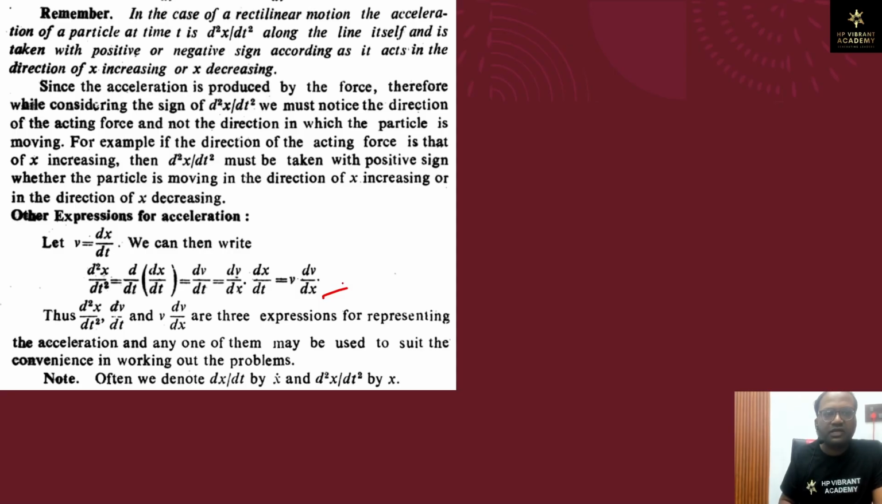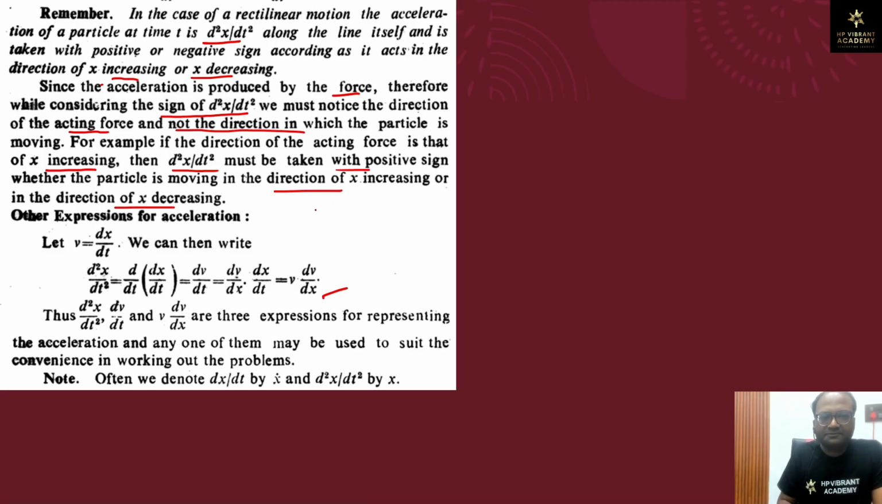In the remarks portion, we have: in case of a rectilinear motion, the acceleration of a particle is taken as d2x upon dt square along the line itself, and is taken as positive or negative sign accordingly as it acts in the direction of x increasing or x decreasing. Since the acceleration is produced by the force, while considering the sign of d2x upon dt square, we must notice the direction of acting force and not the direction in which the particle is moving. For example, if the direction of acting force is that of x increasing, then d2x upon dt square must be taken as positive, whether the particle is moving in the direction of x increasing or x decreasing.